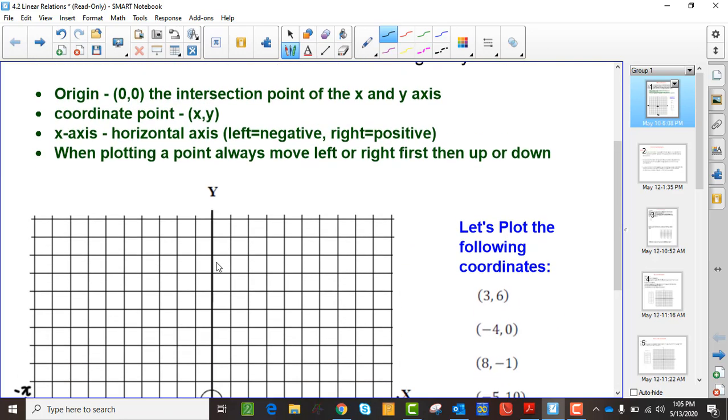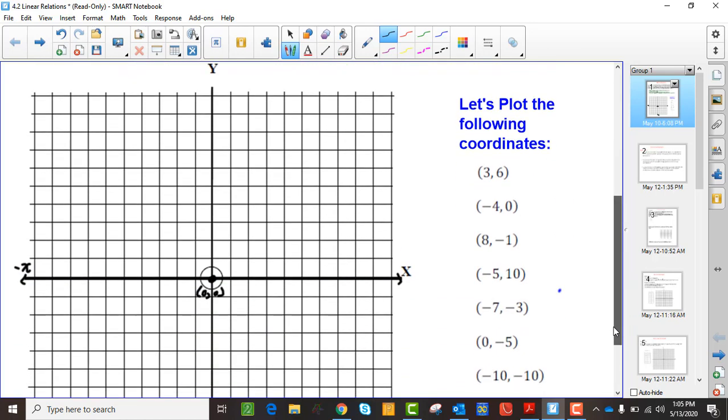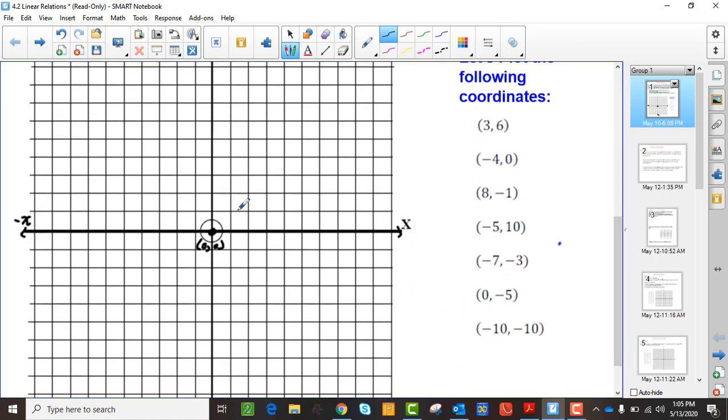And then you have to know that when you're plotting a coordinate point, you always put the x first and then the y. So if I'm going to plot 3, 6, assuming that this is a scale of 1, so we go 1, 2, 3, we're always going to start in the x, and then we're going to move to the y. We're going to go 1, 2, 3, 4, 5, 6. So there's 3 and 6. Okay, minus 4 and 0. We'll go 1, 2, 3, 4 in the negative. Minus 4 and 0 is right there.